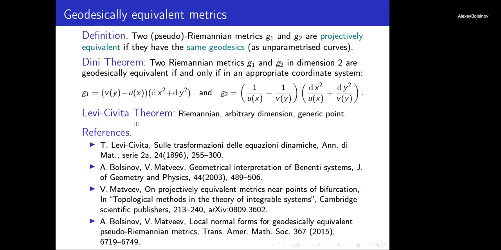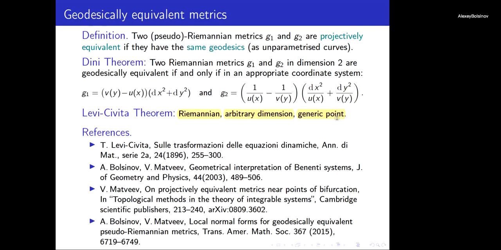It is a much stronger theorem, and that was the main result in the area for many years: the Levi-Civita theorem. Its statement is a little more complicated, so for this reason I don't want to write down explicit formulas here, but it is basically the same. If we are given two Riemannian metrics, G1 and G2, which are geodesically equivalent, in arbitrary dimension, not necessarily two, and we consider a generic point.